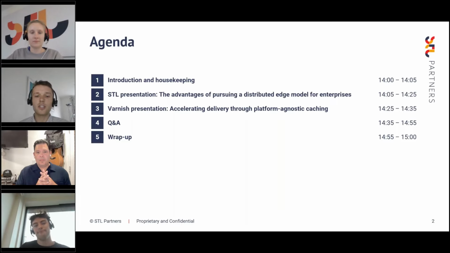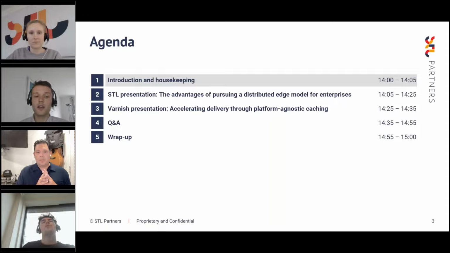Just to run you through this, we're going to be starting with an FTL presentation from my colleague Jack Hurley, who's going to be looking at the advantages of pursuing a distributed edge model for enterprises, particularly the challenges and costs enterprises are facing with their IT architecture and how a distributed compute strategy can mitigate against this. This is then going to be followed by a presentation from Adrian Herrera, the CMO of Varnish Software, on how Varnish caching solutions can help enable improved performance for enterprises.